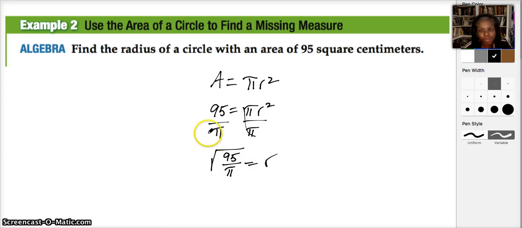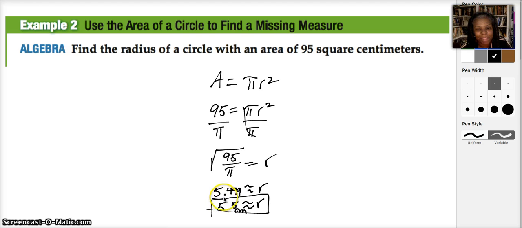I wouldn't leave it this way because it's just not really a convenient answer. So I'm going to consult my calculator and I'll be right back. So I ended up getting 5.499, which is basically 5.5 centimeters for the value of the radius.